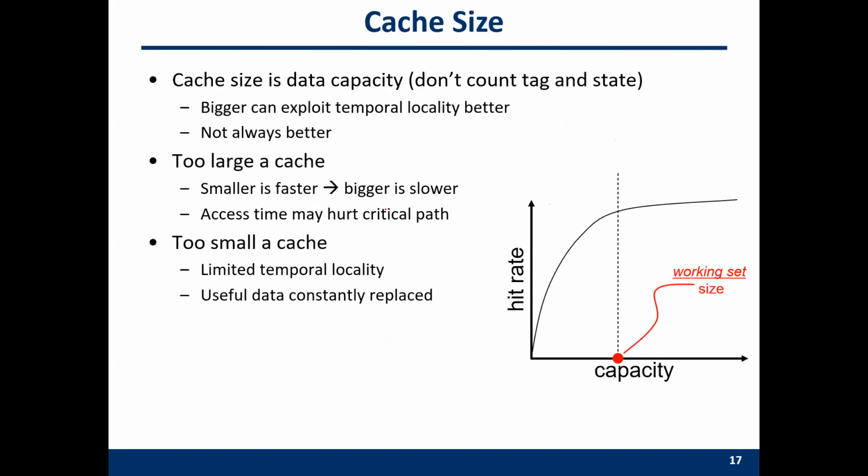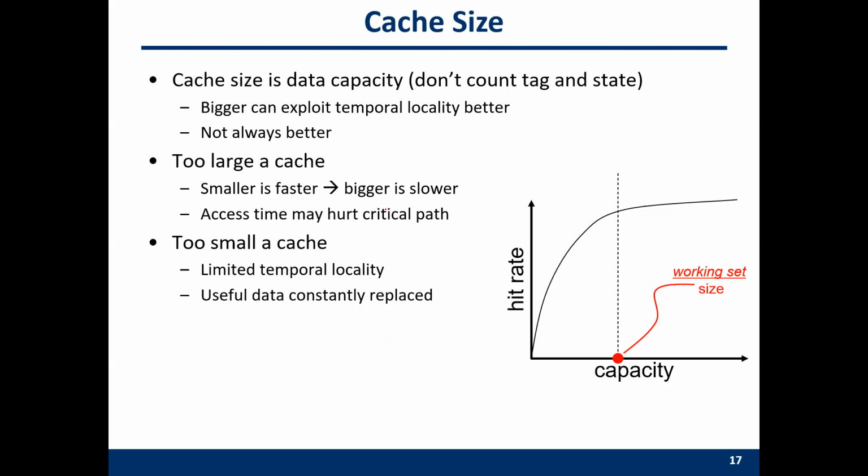So the capacity, the cache size, and the block size have a huge impact on the miss rate and the hit rate of your cache. The x-axis here is the capacity. The y-axis here is the hit rate.